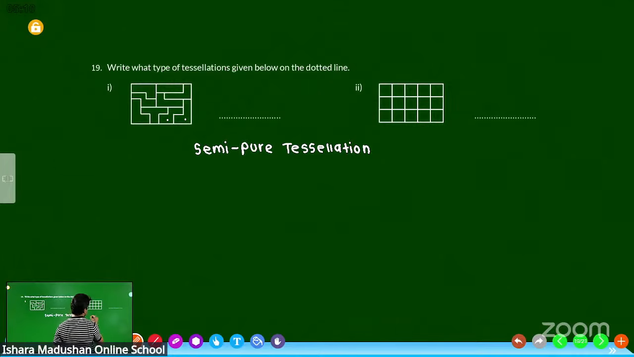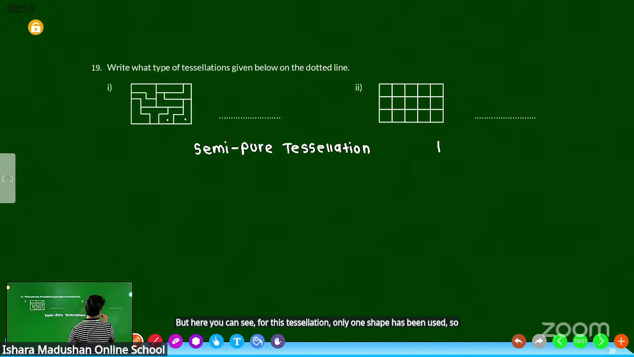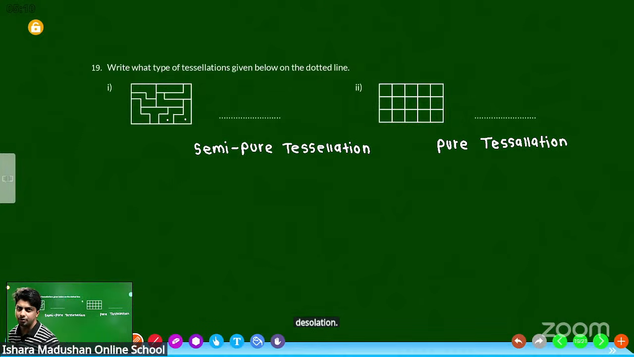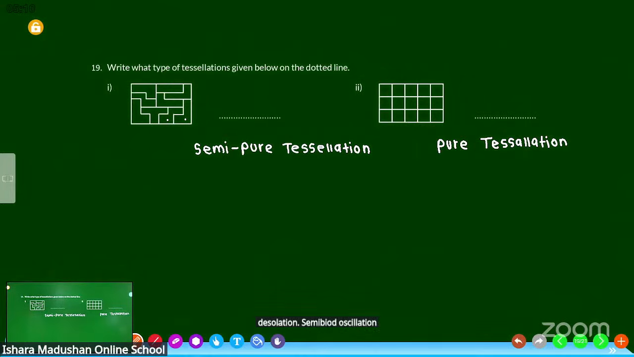Then here you can see for this tessellation only one shape has been used, so it is a pure tessellation. Semi-pure tessellation and pure tessellation. Okay.